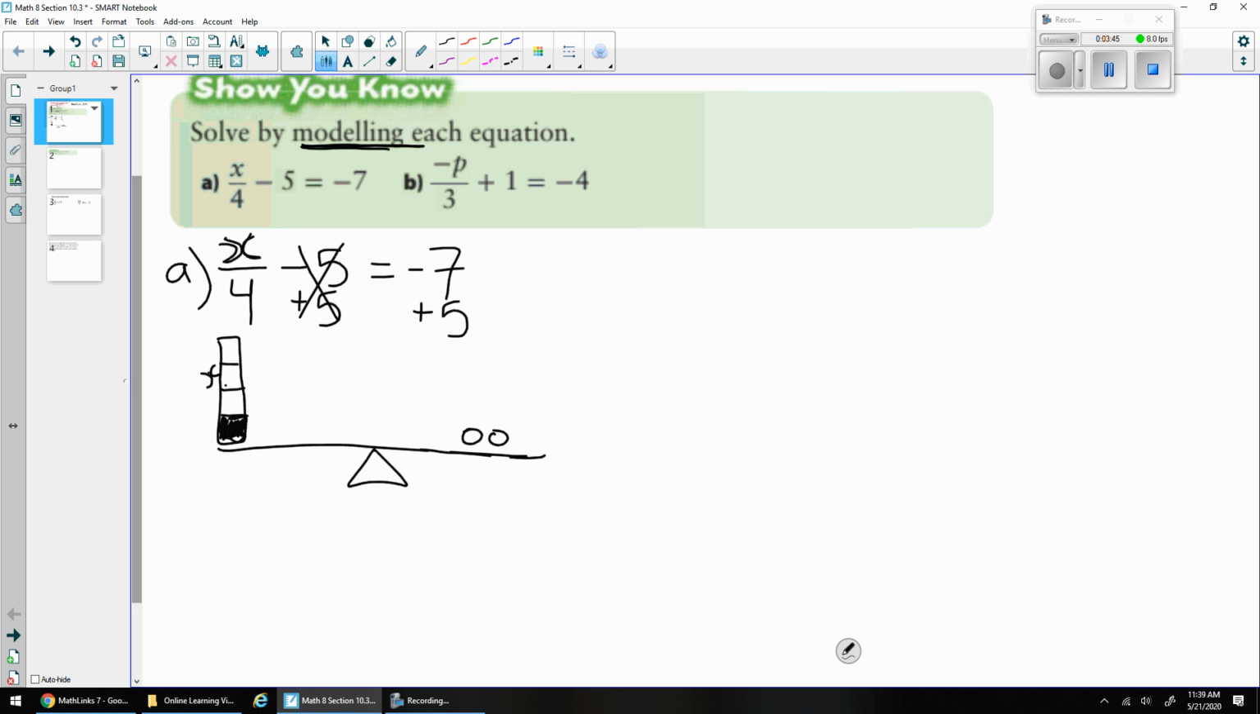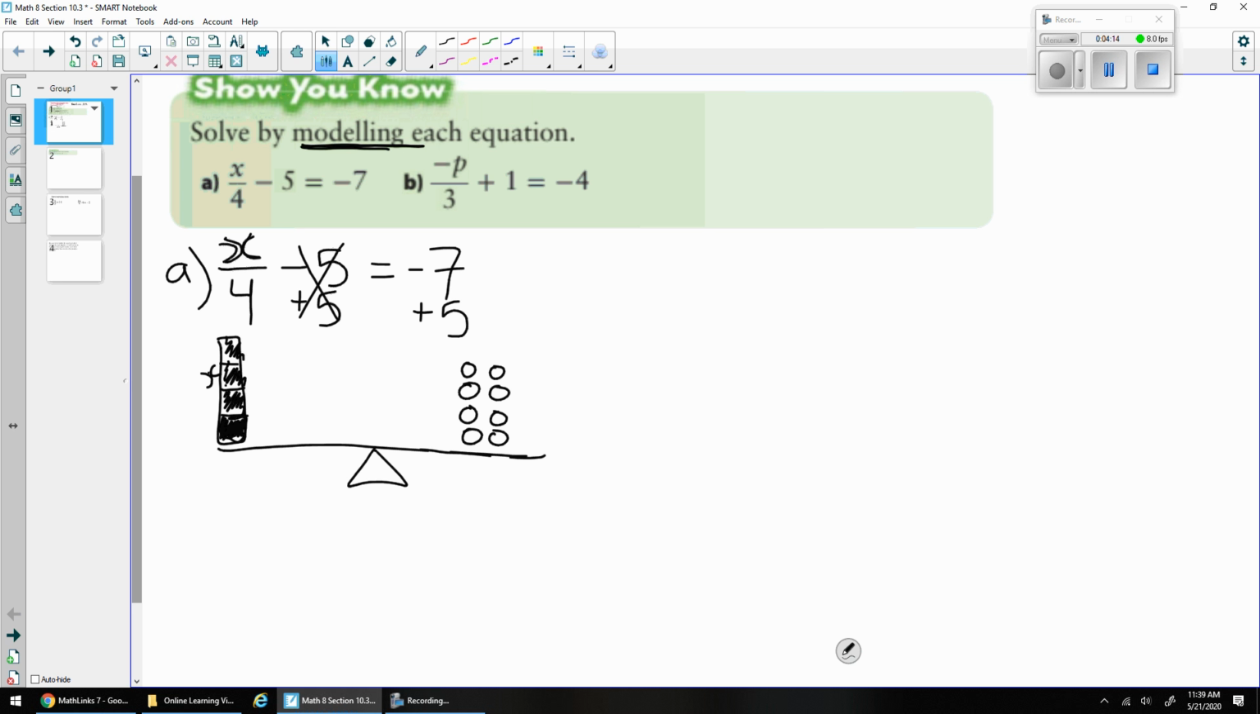Okay, so now I have that x divided by 4, or 1/4 of x, is equal to 2 negatives, or negative 2. So how much would 1 whole x be equal to? Well, if I were to fill in another section, that would be another 2 negatives. To fill in another section, another 2 negatives. And to fill in another section, another 2 negatives.